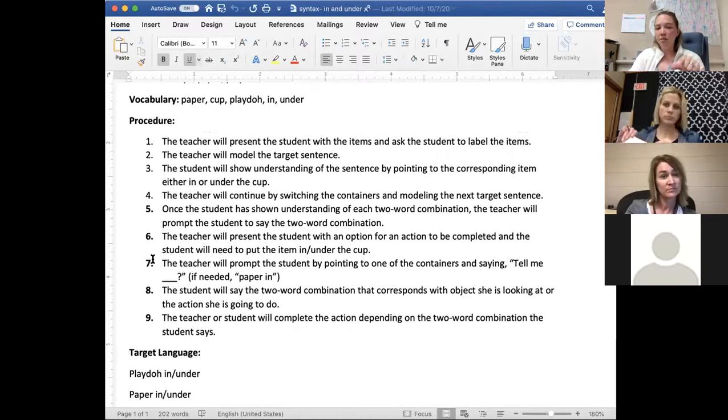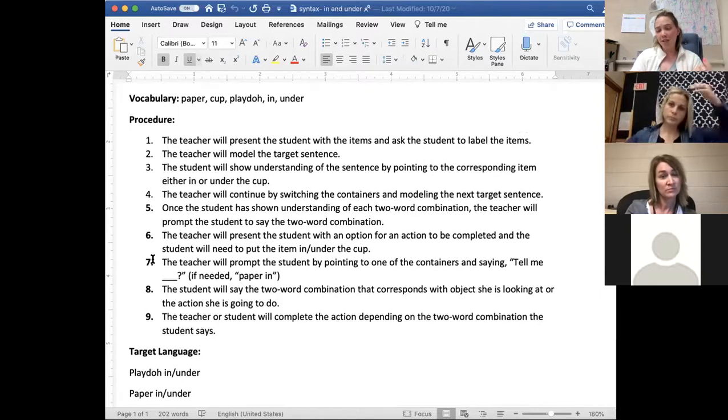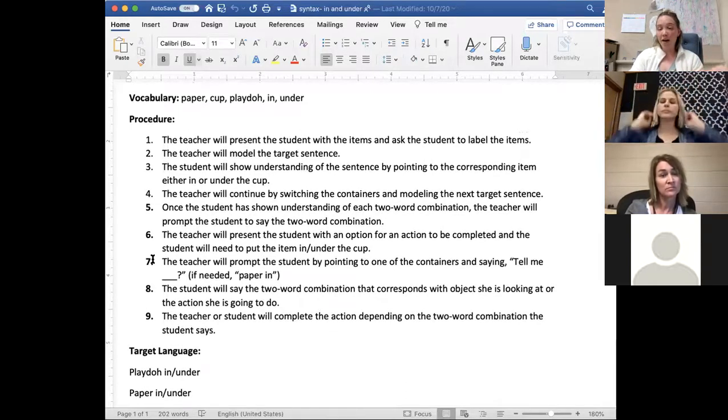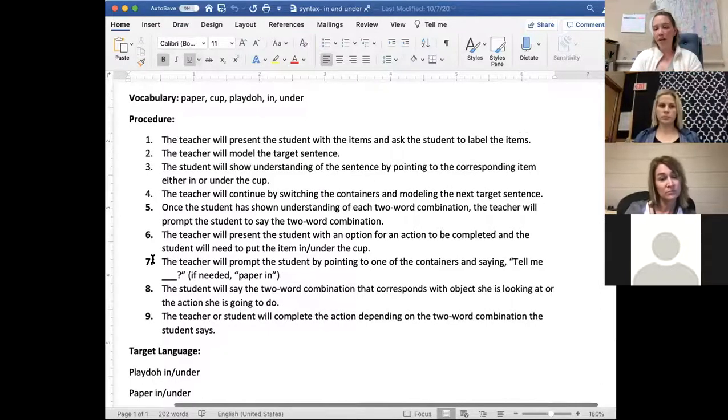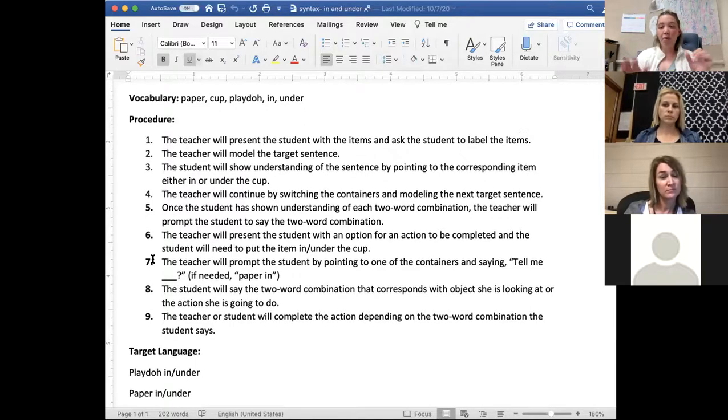This also comes in handy if you're working on following directions, because then you can say, "Put the blank under the blank." And you have 2 critical elements there. If you have something else to hide, like Play-Doh and a ball, "Put the Play-Doh under the paper." Well, they have to cue into 2 elements there: the ball versus Play-Doh, and paper versus cup. But then when they're the teacher, they're telling you to do that.